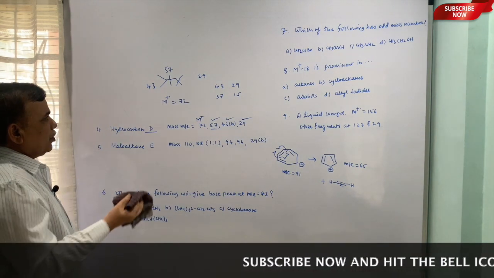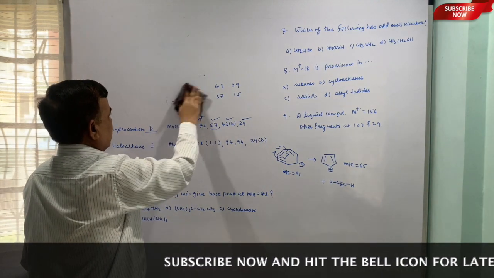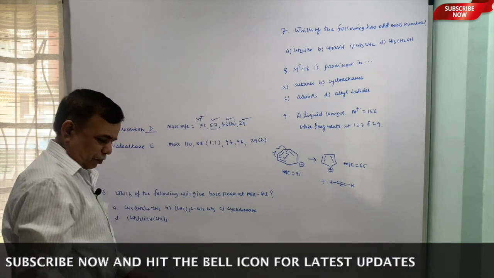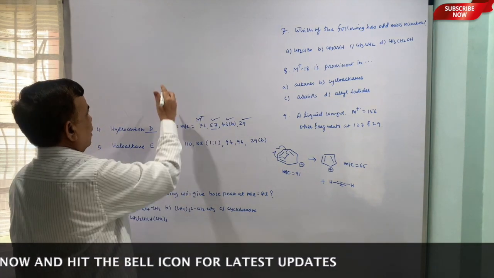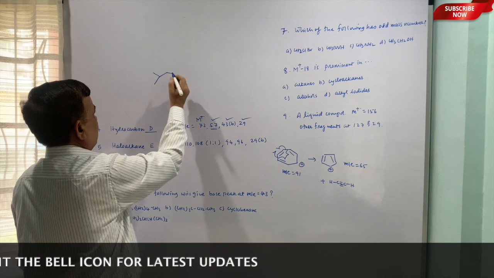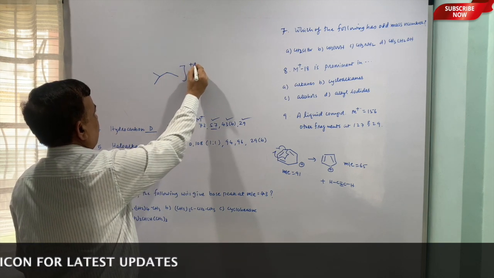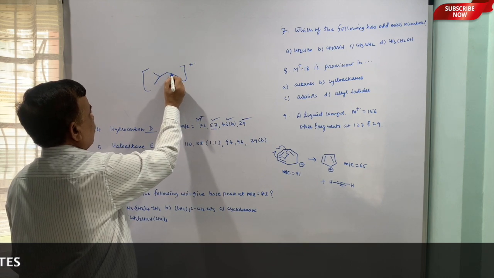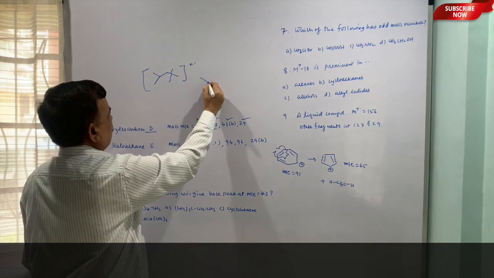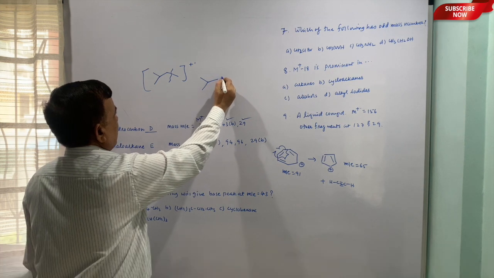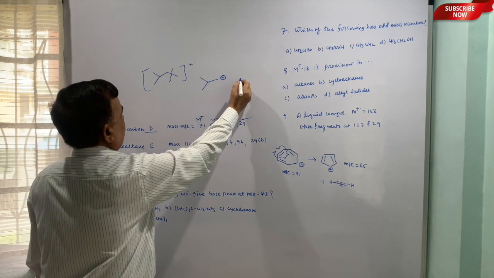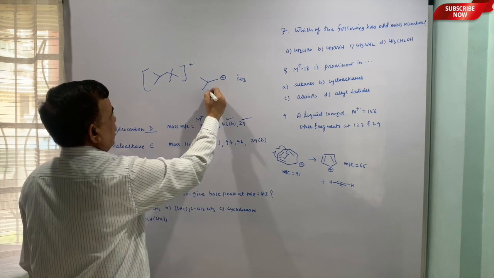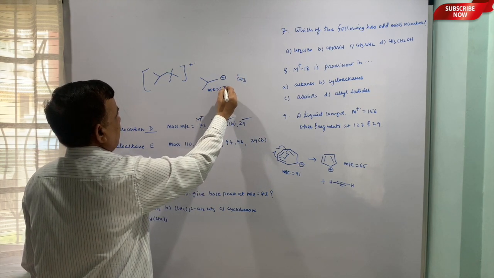The fragmentation, I will just show how that 57 is formed, rest you can always put from your side. So let me put, this is the compound, and now you can think of breaking it here. I'll put this is m/e equal to 57.